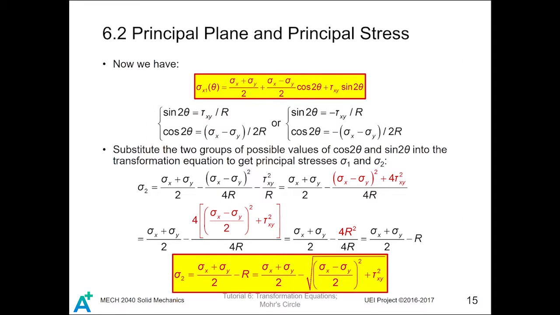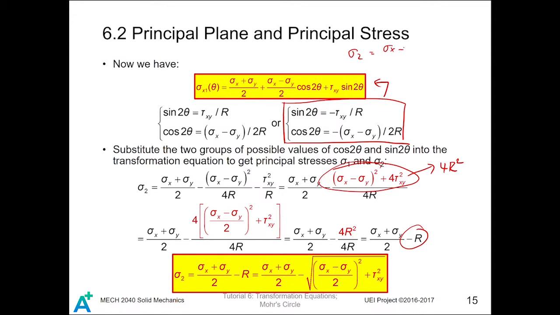There is another principal stress which is similar. You substitute this system into the transformation equation. Then everything is the same except the sign becomes negative. Then we group those two terms behind. Then this will be negative. All the rest of the things are still the same. By similar procedures, you can make the numerator 4R squared, cancelled with the denominator 4R. Eventually, you will get minus R behind. Therefore, the second principal stress is given by sigma 2 equals the average of the normal stresses minus R.